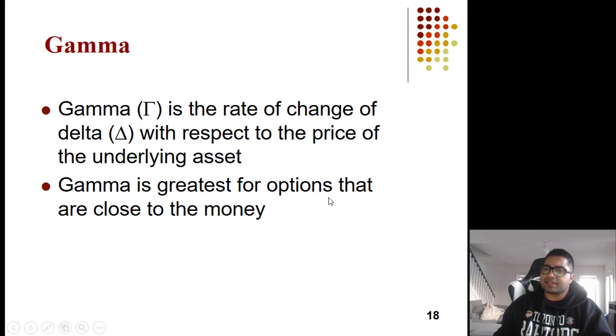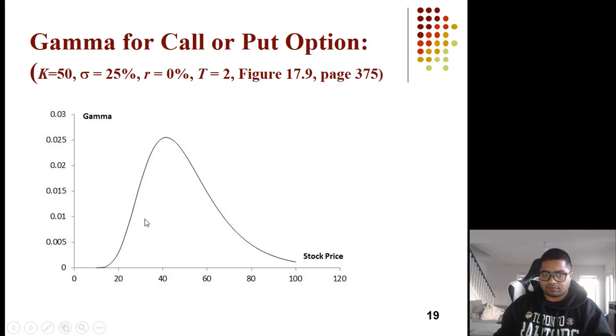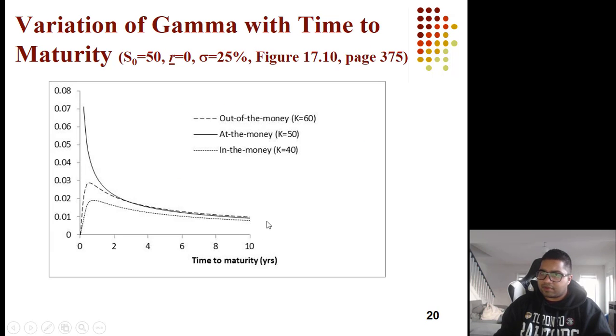Okay, gamma is greatest for options that are close to the money. So at the money, gamma is highest, right? It declines as the price moves away. Next is maturity. Gamma for options that are going to expire, meaning relatively near, is high. Gamma for options that are long term is generally low.